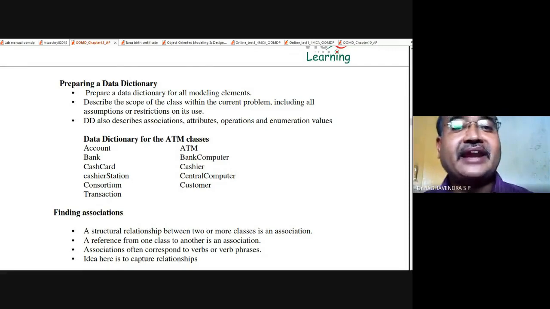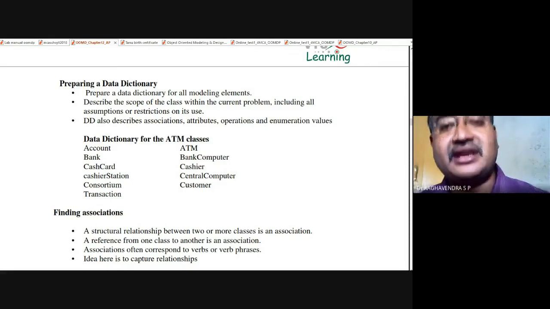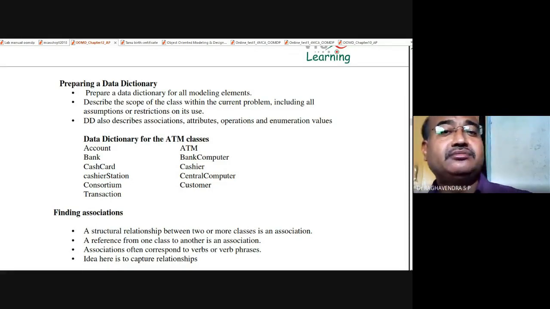So prepare a data dictionary for all modeling elements. That means for each model you have to give an explanation. So why am I using this particular model? What is the necessity of this? What are the different classes involved? What is this class going to do?